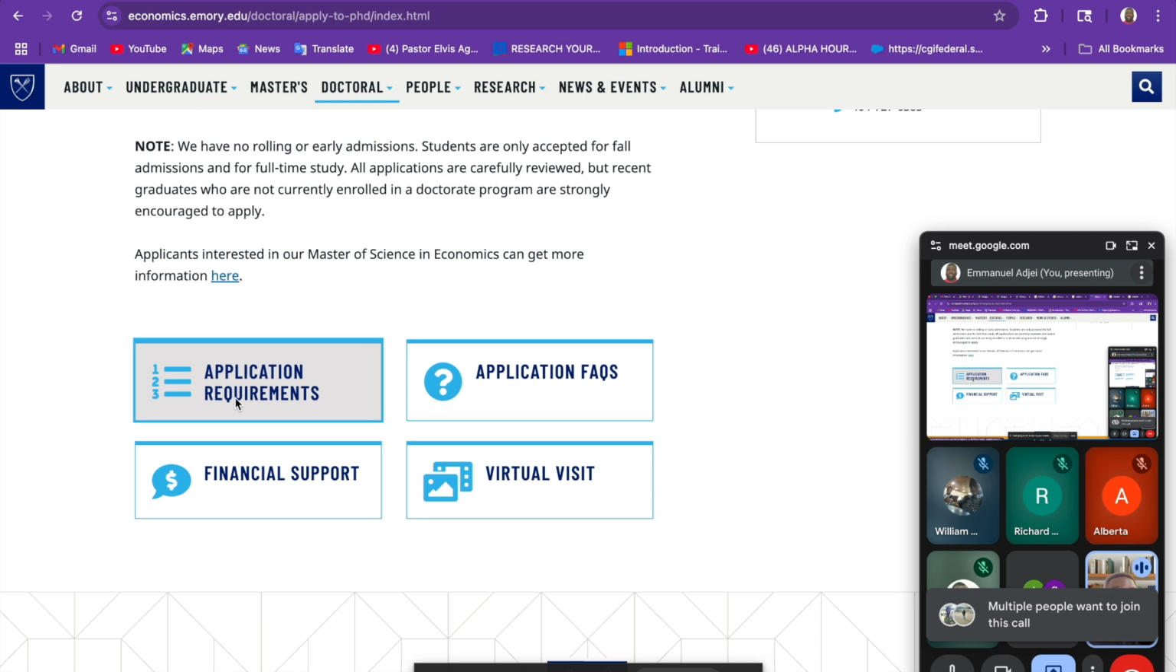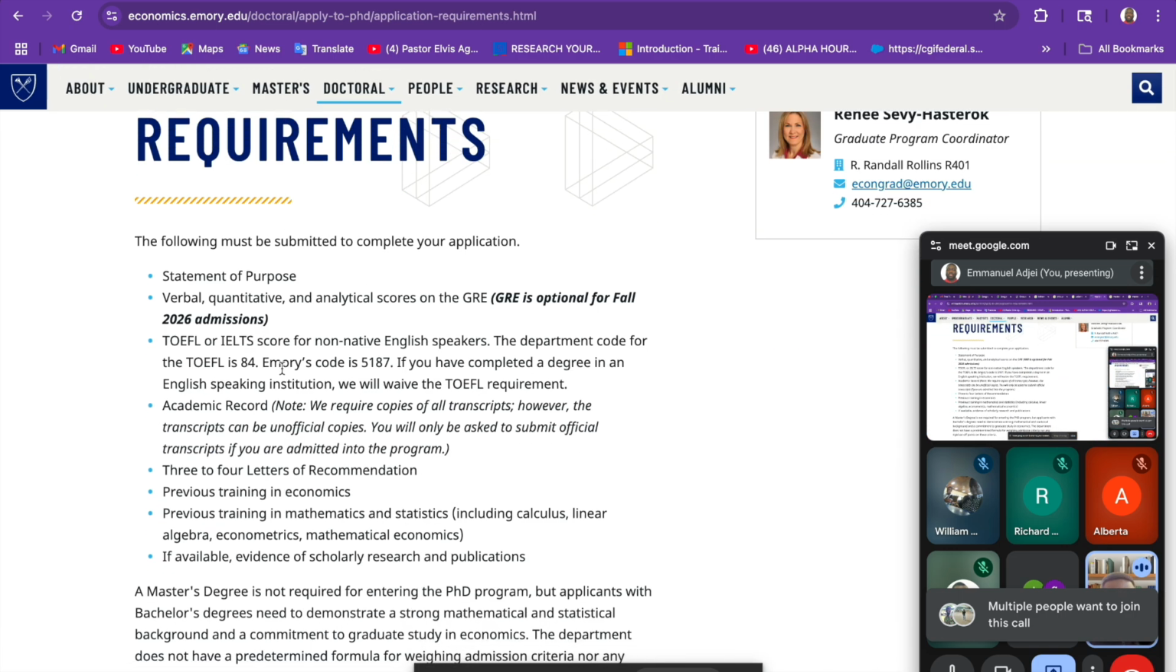You always need to look at that. And financial support. These are the two things you always need to look at when you go to admissions university's website regarding your application. So the first thing is, I want to see whether I meet the requirement first before I apply. A statement of purpose, it is clearly there. Verbal, quantitative, analytical scores on the GRE. And it says GRE is optional.